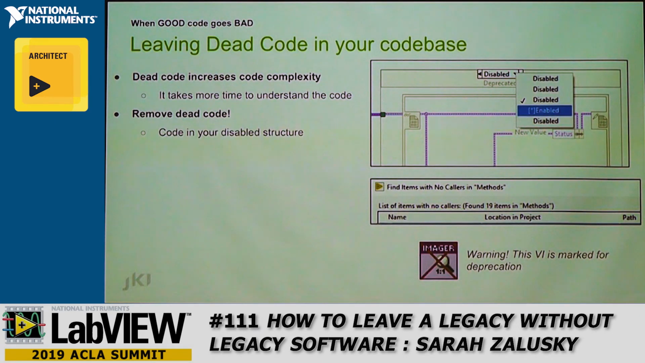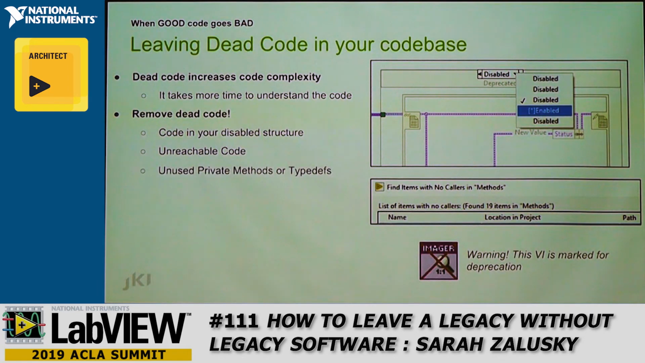This is code in your disabled structure. I know people sometimes like to keep it in there because it gives you sort of a historical log of everything that's happened in the code. But this is really what your source code control is for. And it's okay to have 1 or 2 frames, but if you've got 20 frames, it's likely most of that is not relevant code.